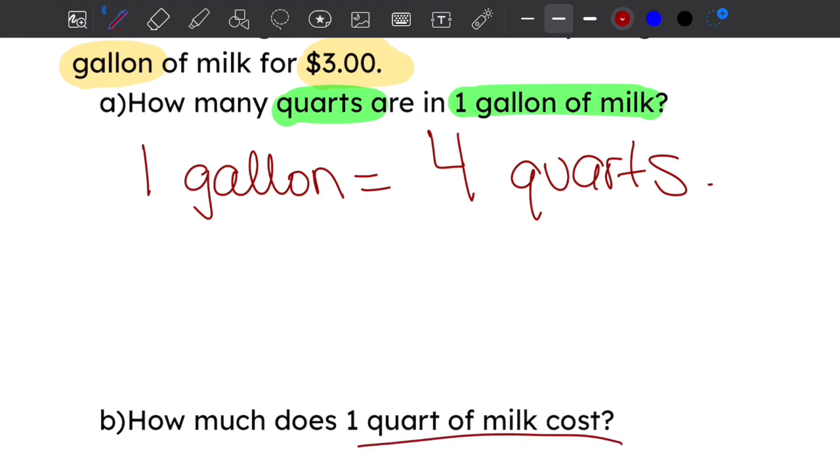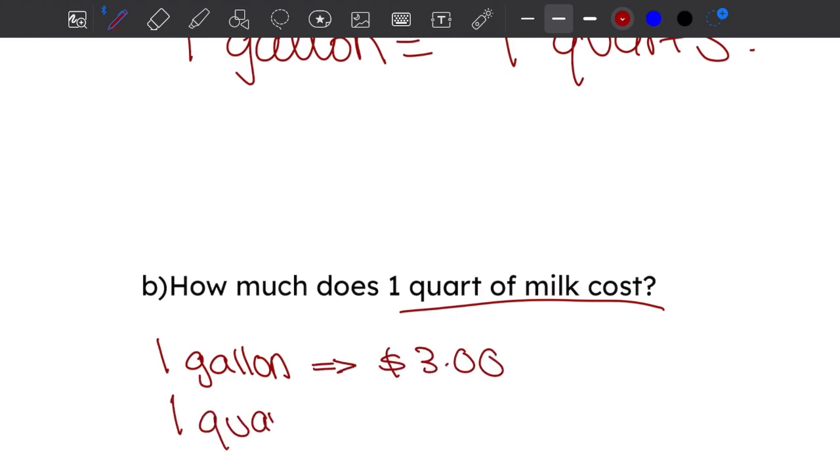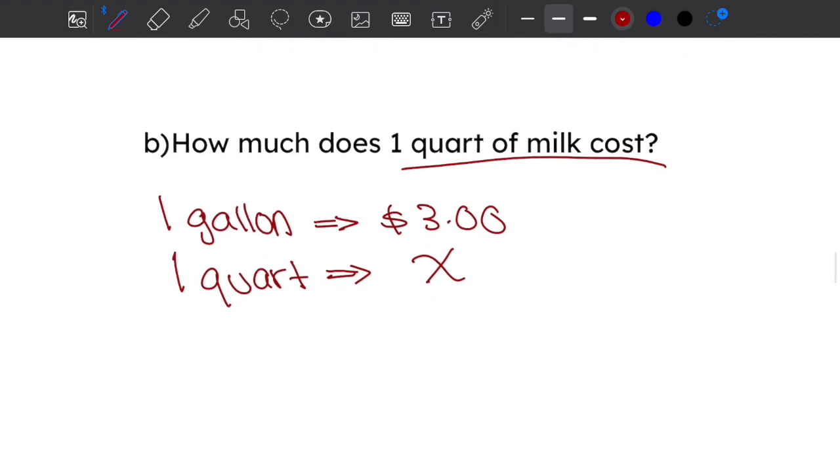Done. Now the next question is saying, how much does 1 quart of milk cost? I know what 1 gallon of milk costs. It costs $3. But how much does 1 quart cost? So I'm going to write that relationship here. So 1 gallon costs $3. I want to know 1 quart. How much does that cost? I'm going to put X because I don't know. You can put N, you can put a question mark, whatever works for you. So what I'm going to do here is create a proportion. I'm going to make these two rates equal to each other. I want them to be equivalent.